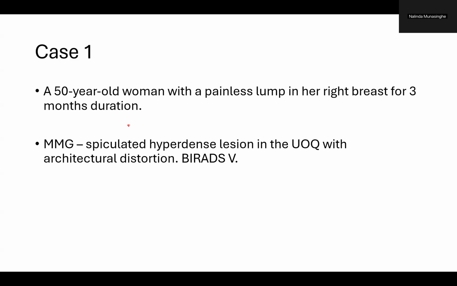So there is a lot of information that you can gather with the mammogram. The imaging that you see is a spiculated hyperdense lesion, with architectural distortion around the lesion. There can be microcalcifications associated with it, which will point towards DCIS pathology as well. When you say microcalcifications, all microcalcifications are not malignant. Remember that 85% of the microcalcifications are not malignant.